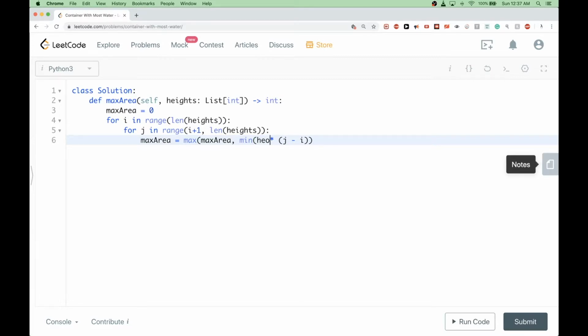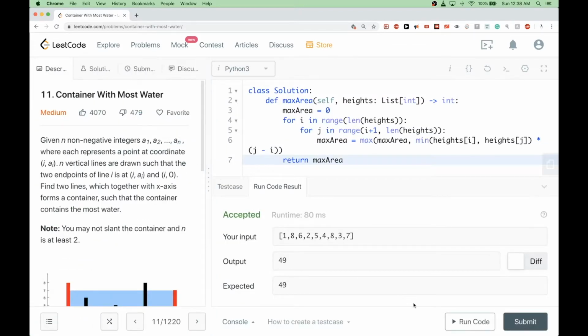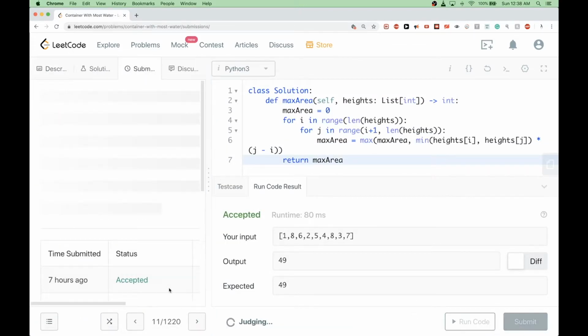So the min of the heights of i and heights of j, right? And so that will give us the max, and then at the end we can just return that, right? So very brute force solution. Okay, so that looks good. Submit.